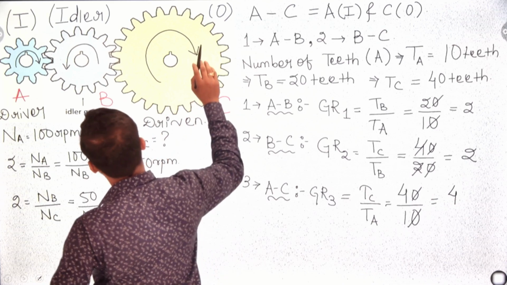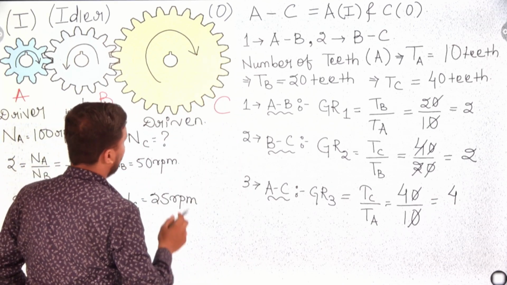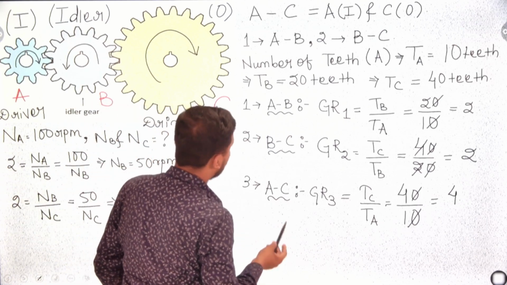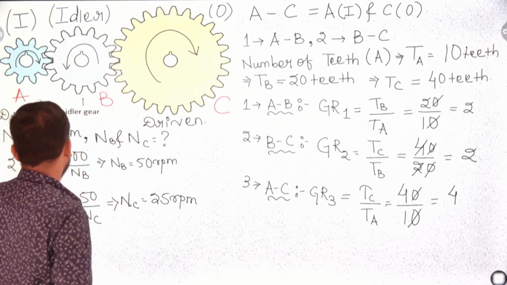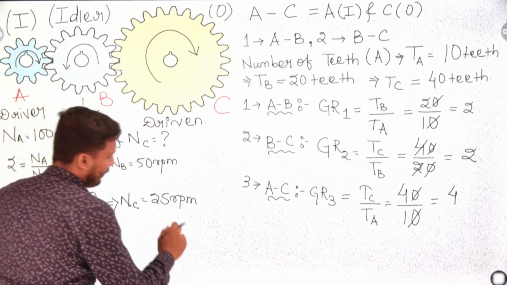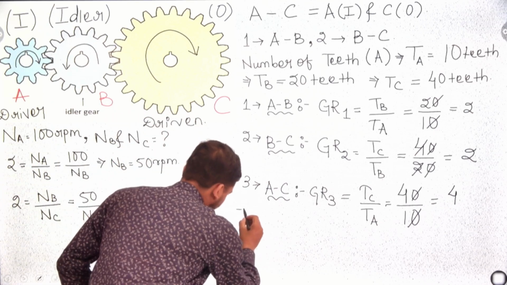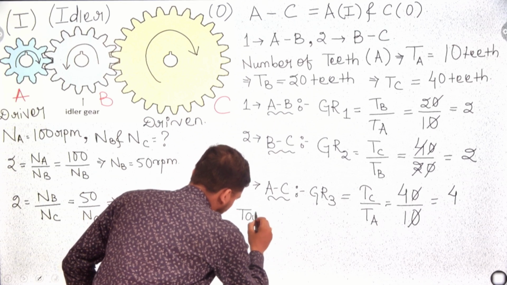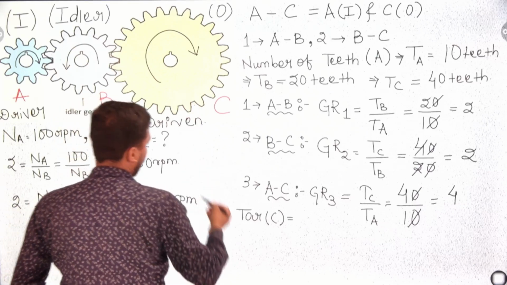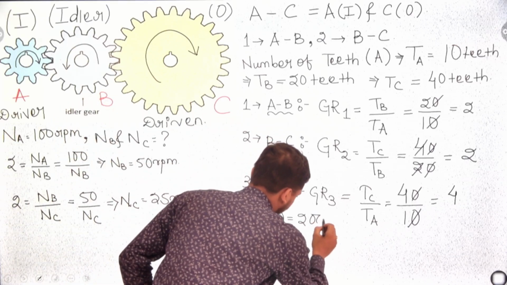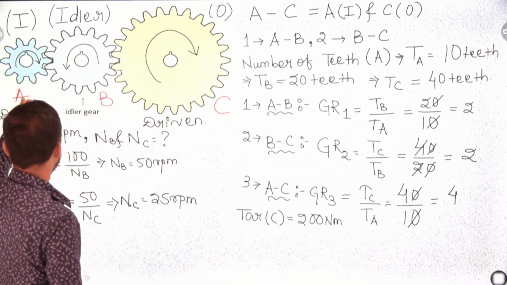So let's take the torque of this C. Before that, I'm going to write it over here. Let's take the value of torque. Suppose we take torque value C as 200 Newton meter. So we are going to find out the value of torque B and the value of torque A.